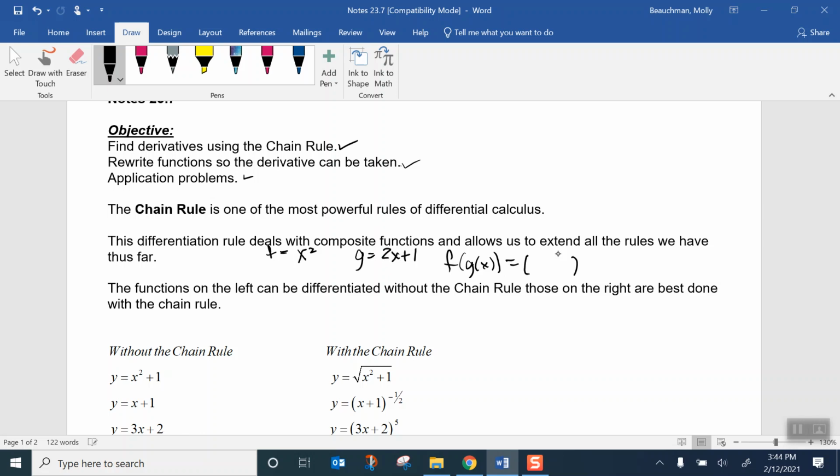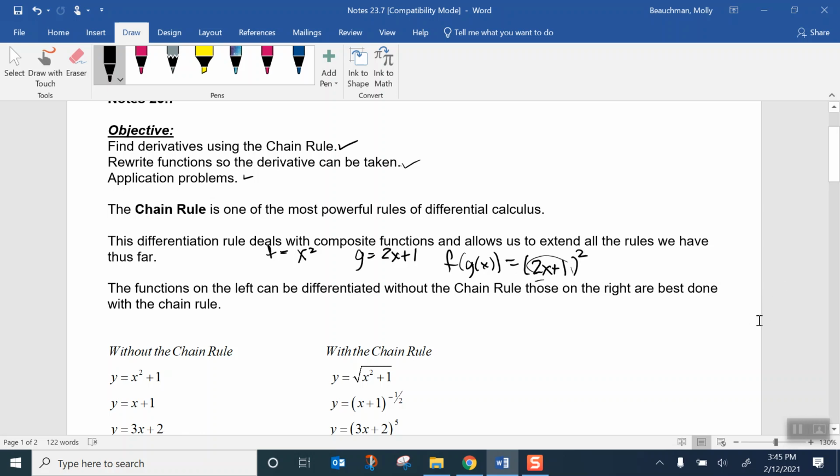The function f is whatever the independent variable is squared. If we take f of g of x, it means substitute the entire function in for x, and we get (2x plus 1) squared. So the types of functions that we're going to deal with look like a function, such as 2x plus 1, inside of another function. In this case, it's something squared.